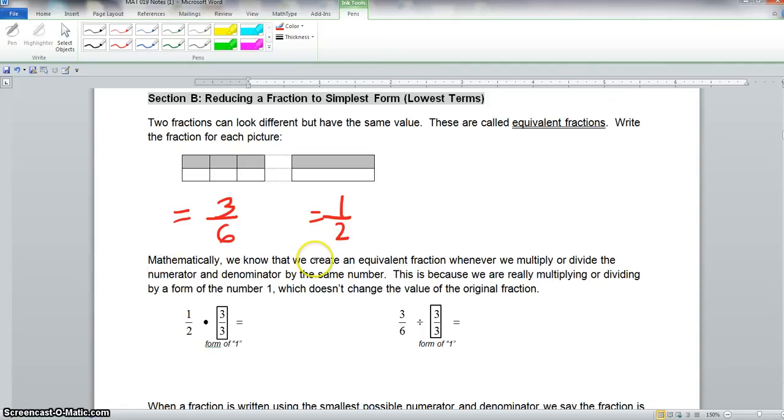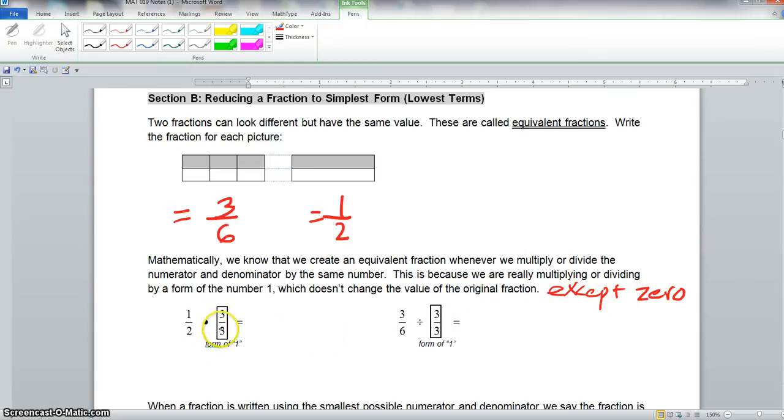It says mathematically we know that we create an equivalent fraction whenever we multiply or divide the numerator and denominator by the same number. This is because we are really multiplying or dividing by a form of the number 1, which doesn't change the value of the original fraction. Now listen, when it says here, whenever we multiply or divide the numerator and denominator by the same number, this excludes 0. So at the end here, I want you to put except 0 to let you know you do not multiply your numerator and denominator by 0. So it's any other number except 0.